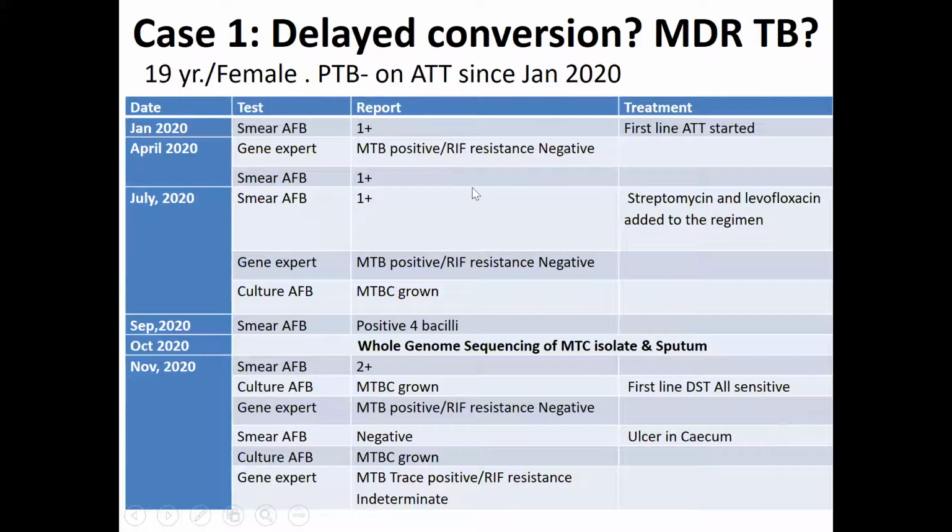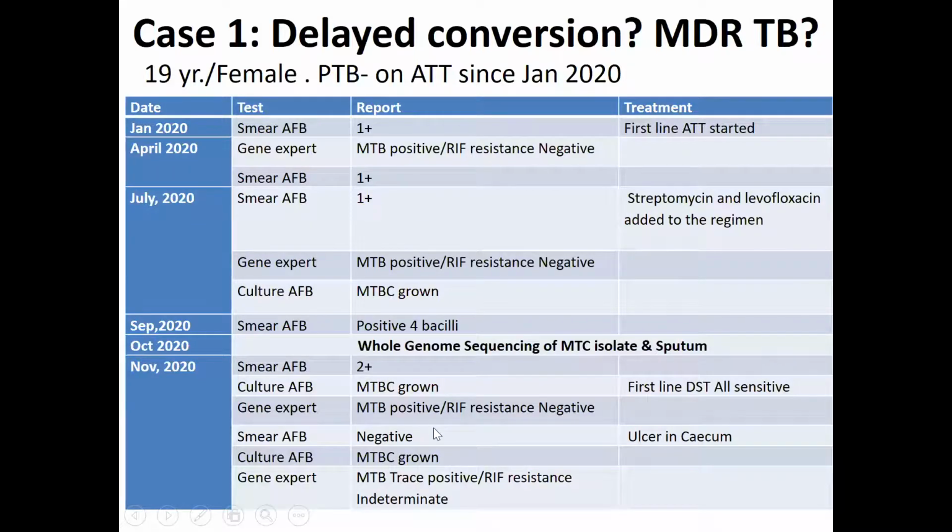So we sent for whole genome sequencing. We sent the sputum as well as the Mycobacterium tuberculosis isolate that we had grown. In October, we sent for whole genome sequencing. November, again she comes back, smear is positive, MTB is grown, GeneXpert is done. Again, resistance is negative. So during July, the district tuberculosis officer added streptomycin and levofloxacin to the regimen, considering her to be an MDR TB case. But rifampicin resistance was always negative when you did a GeneXpert.